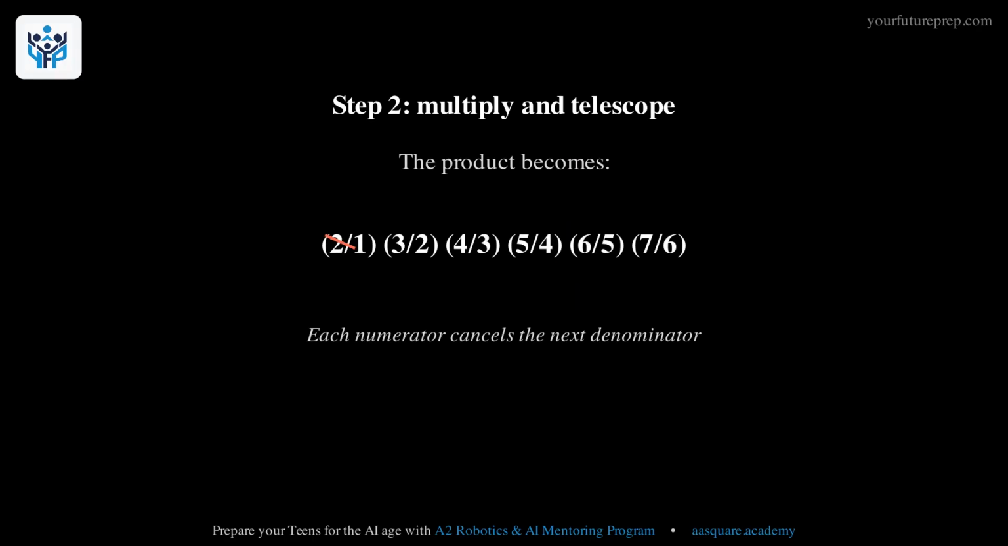Now watch what happens when we multiply these fractions together. Each numerator cancels the denominator of the next fraction. The 2 cancels. The 3 cancels. The 4 cancels. The 5 cancels. And the 6 cancels. This is called telescoping.